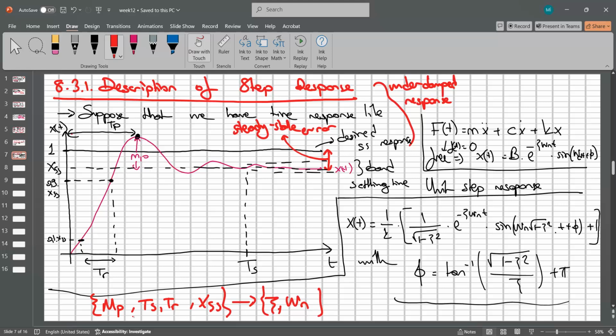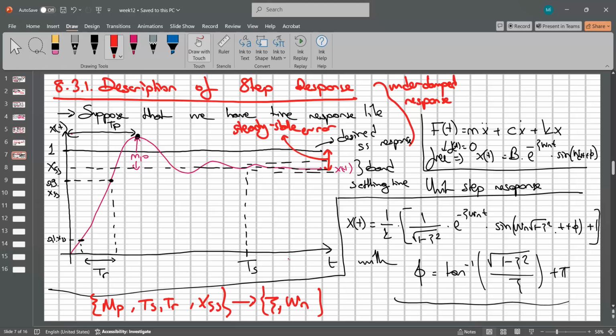If we analyze or use these values to derive the zeta and wn, we can model this system based on the unit step signals. And so we can find the zeta and wn value from a given data set. Okay? That's it. That is so simple.